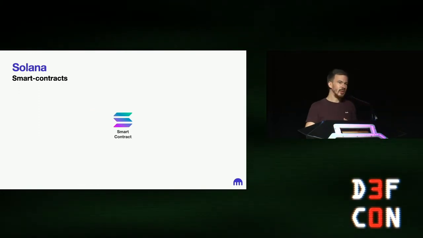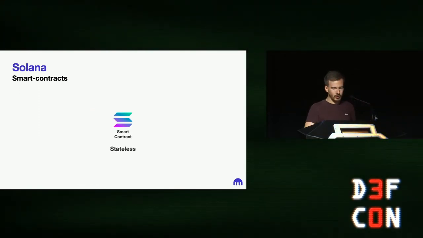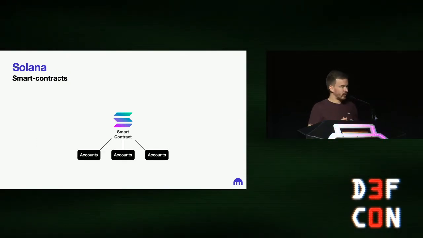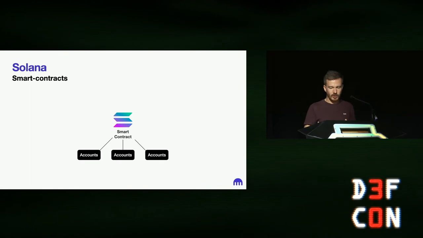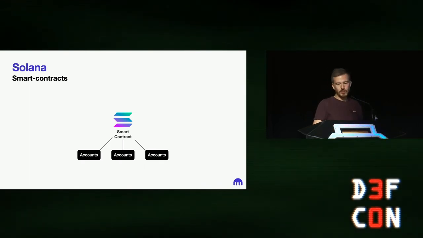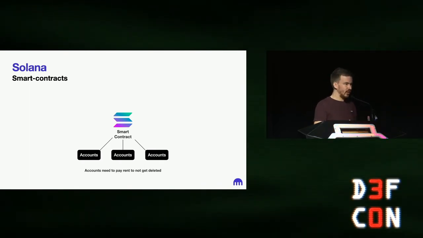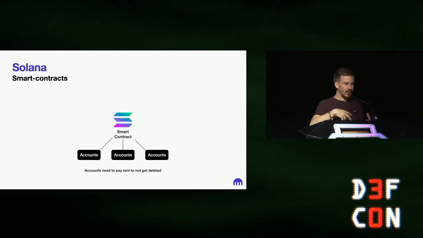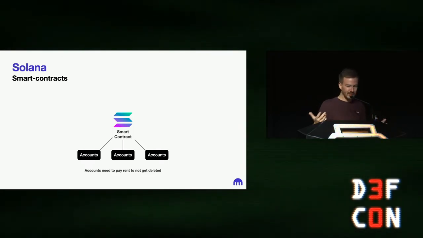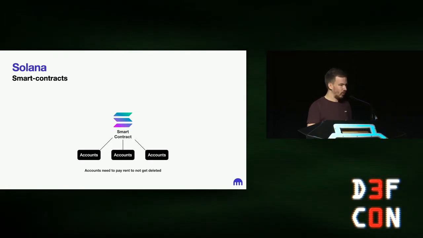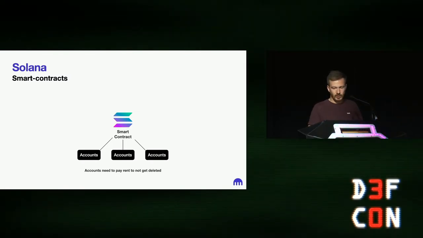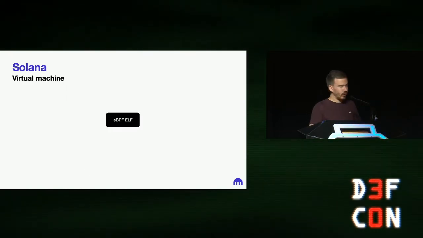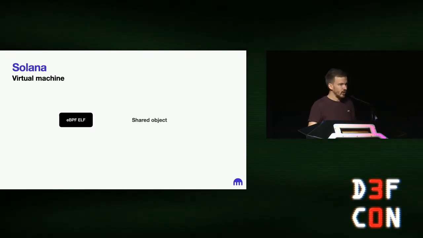Solana contracts are completely stateless, and they don't have their own storage. The way you actually interact with data is that you have separate files, called accounts. And these accounts pay rent to not get deleted. It's pretty nice because if you download a smart contract, you have all the state you need because there is none. But you still need to figure out what files on the chain the contract actually interacts with.